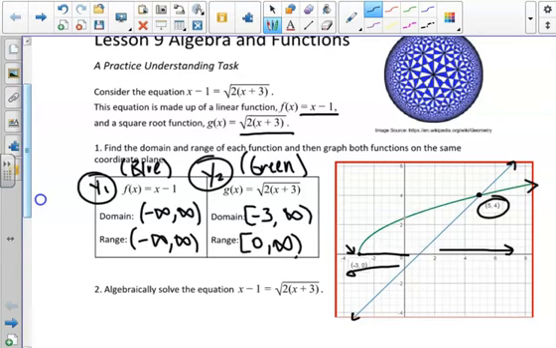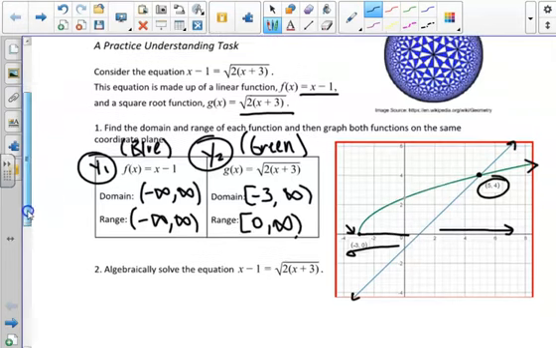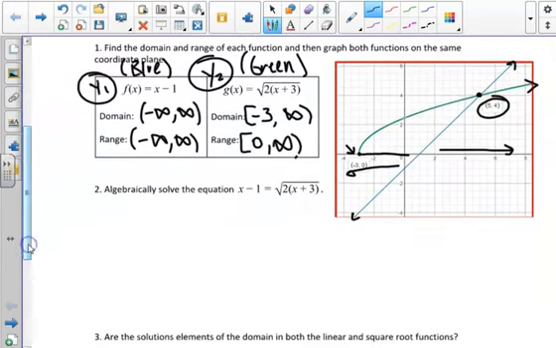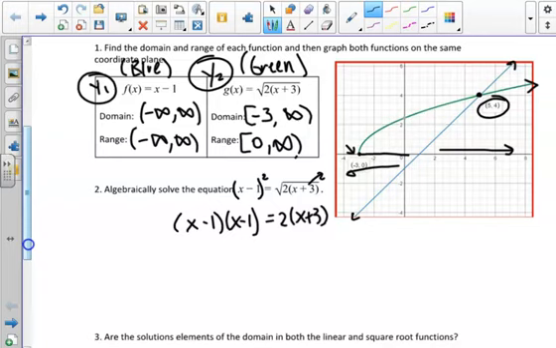So we know visually by graphing that our solution should be 5, 4. But part of this task is also to practice solving a linear and a radical function algebraically. The first step is to get rid of the square root, so we square both sides. On the right side I'm left with 2 times the quantity x plus 3, and that equals x minus 1 written twice, which is the quantity x minus 1 squared.